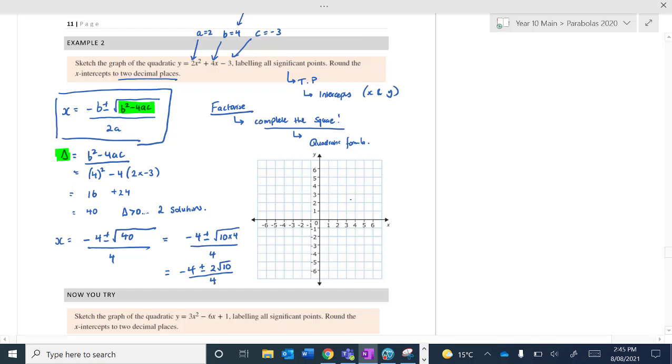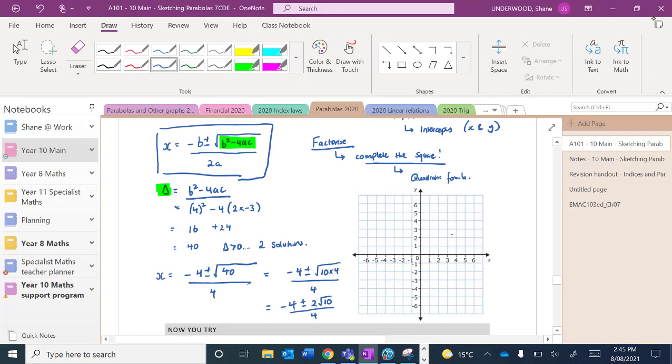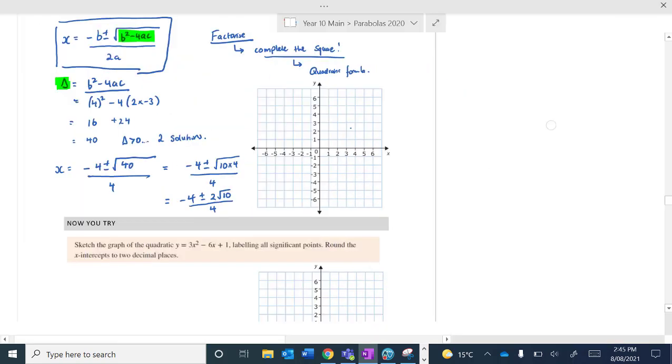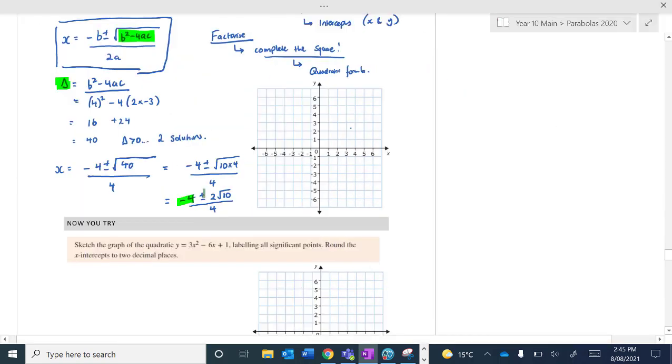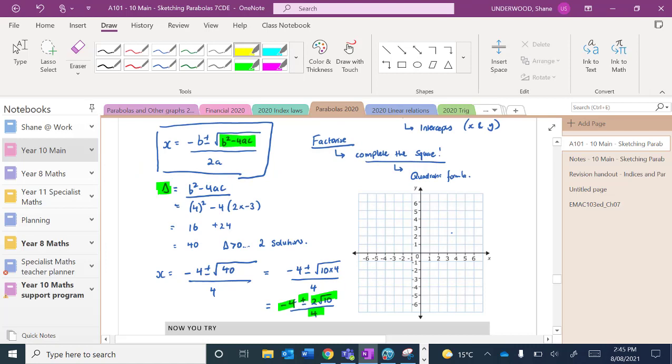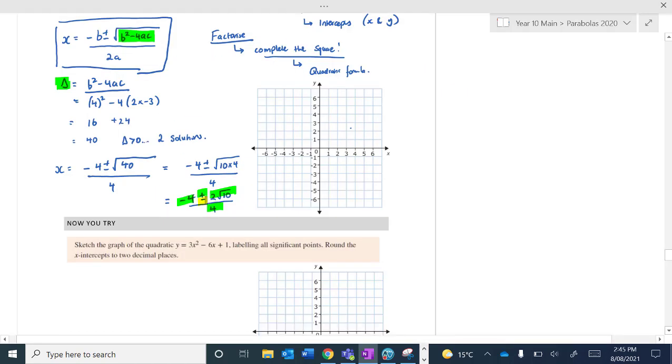So what we're saying is that there's 2 x-intercepts. There's one at minus 4 plus 2 root 10 over 4. And likewise, there's one at minus 4 minus 2 root 10 over 4. Clearly, there's 2 unique solutions. Now, we're asking you to do that as a decimal.